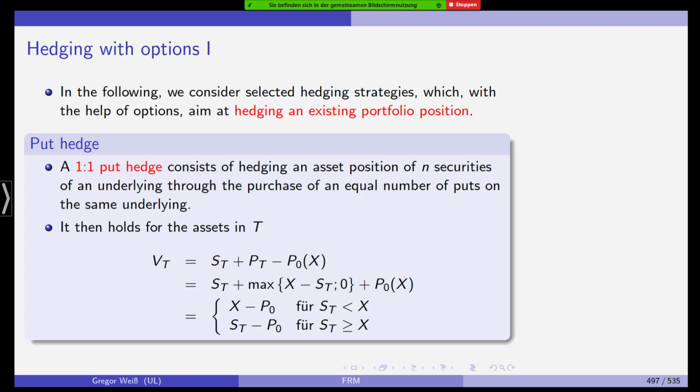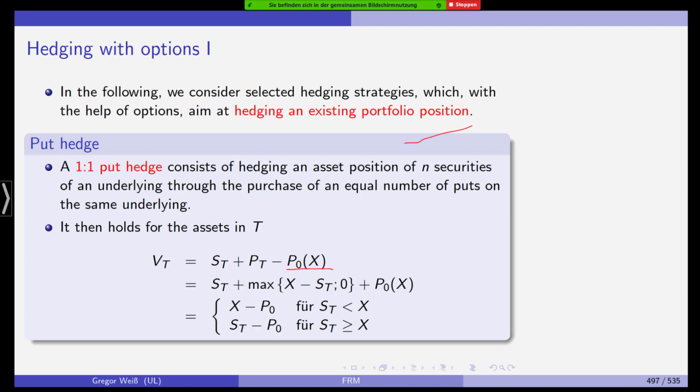So we'll consider options now, and we'll start with a one-to-one put hedge. It consists of hedging a position of N securities of an underlying by buying an equal number of puts on the same underlying. So we are going long in the put. And then the value of this position in capital T is ST, we can sell off the underlying, plus PT, we get the payoff from the put, and we have to add our put contract to the position in T0, so we have to buy the put for a price P0.